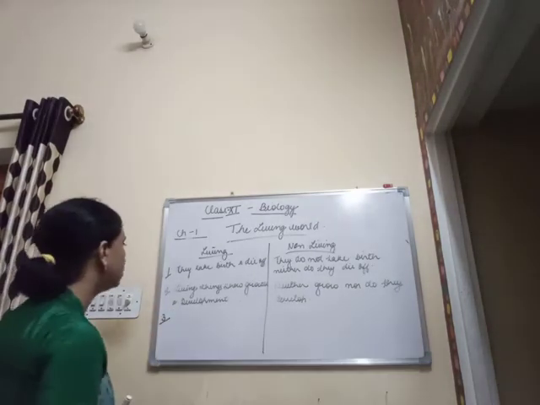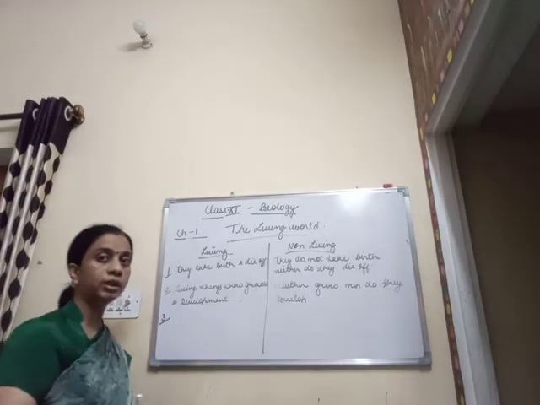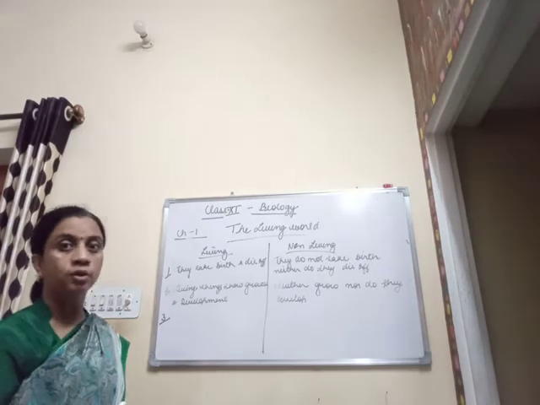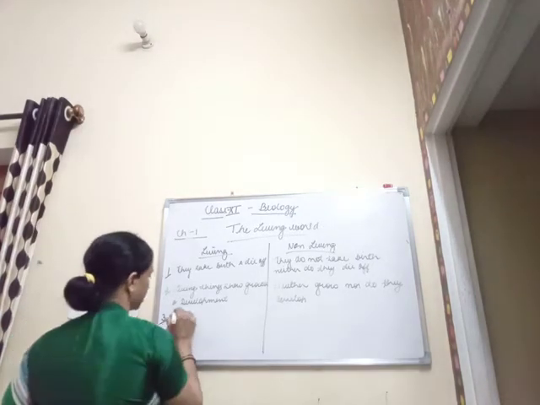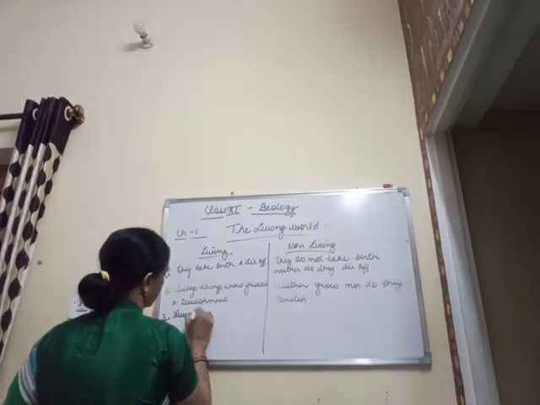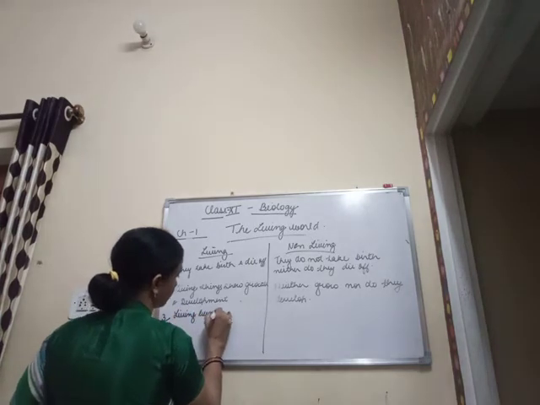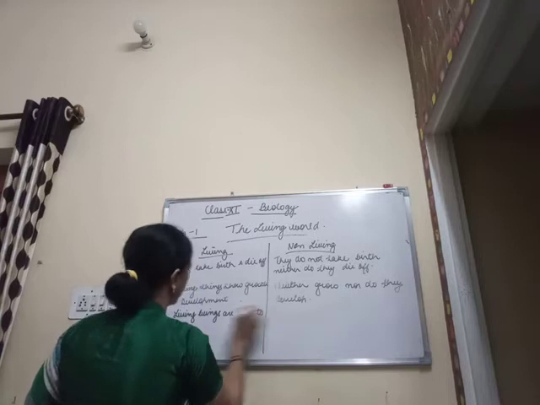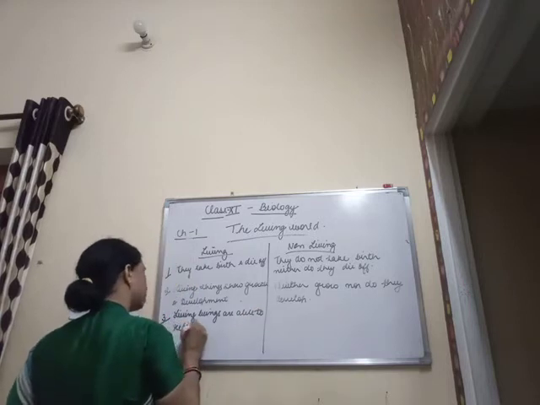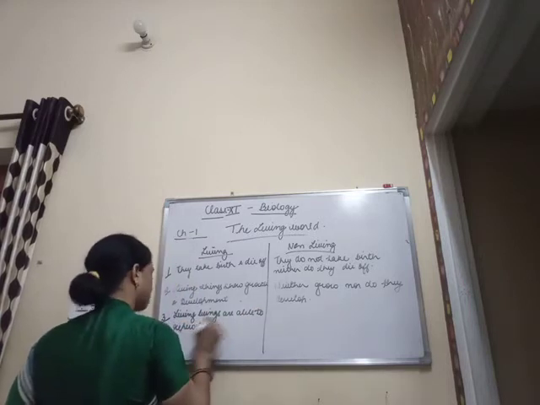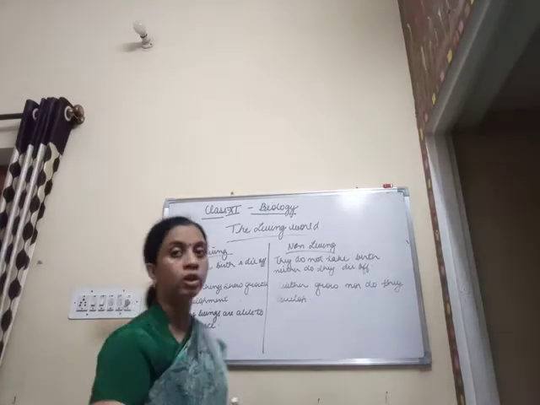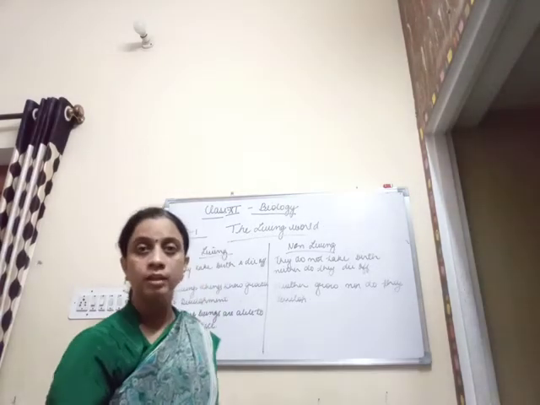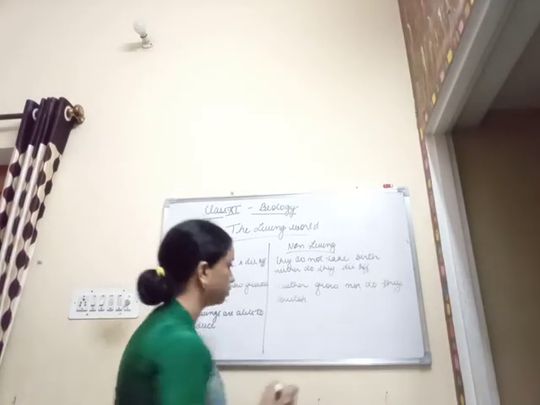Then the third point is that living things are able to reproduce. But when we are talking about the non-living things, they are not able to reproduce.